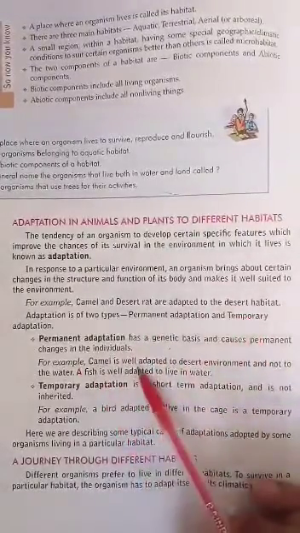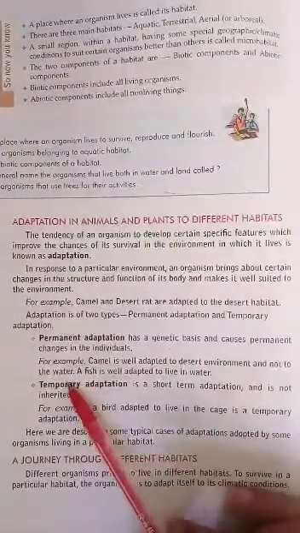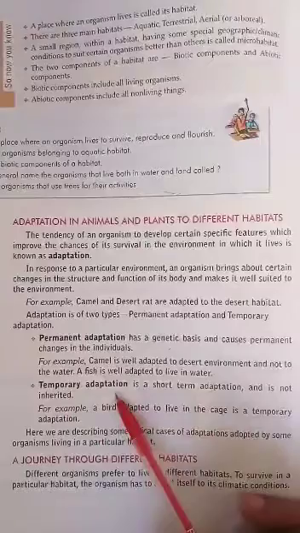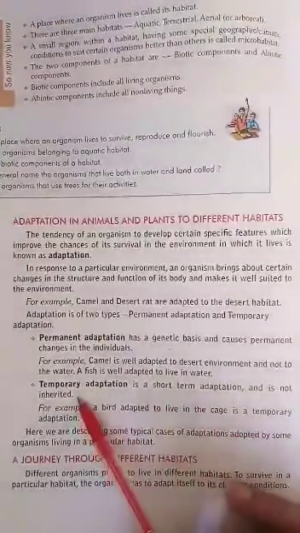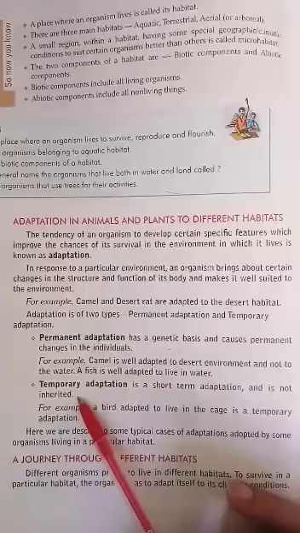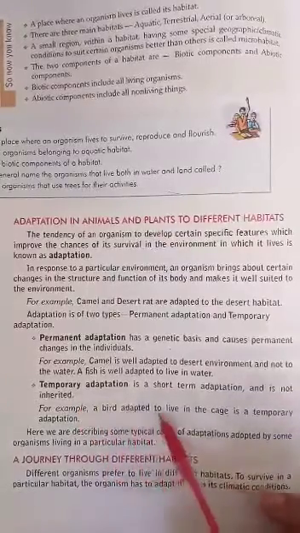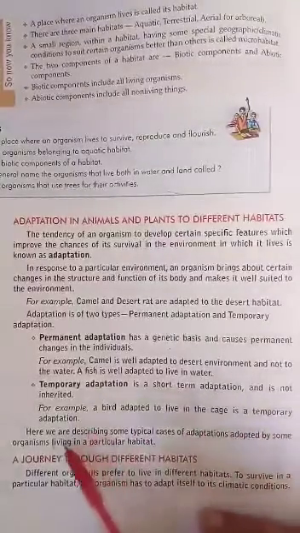For example, the camel is well adapted to the desert environment and not to water, and fish is well adapted to live in water. Second is temporary adaptation. It is a short term adaptation and is not inherited, meaning not transferred from one generation to another. For example, a bird adapted to live in a cage is a temporary adaptation.